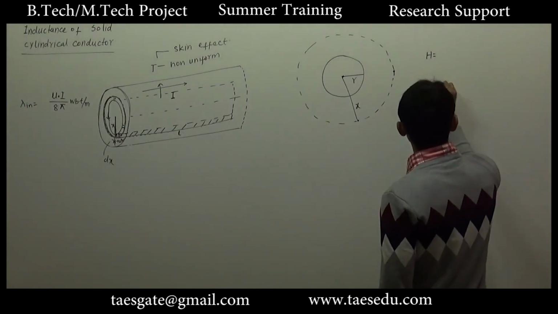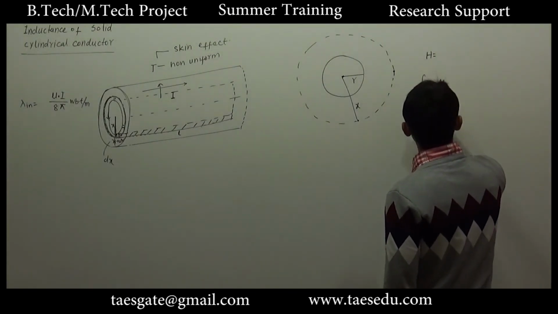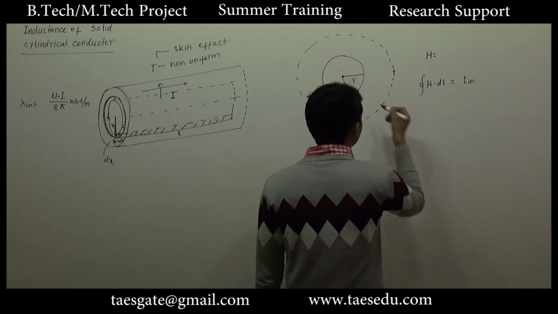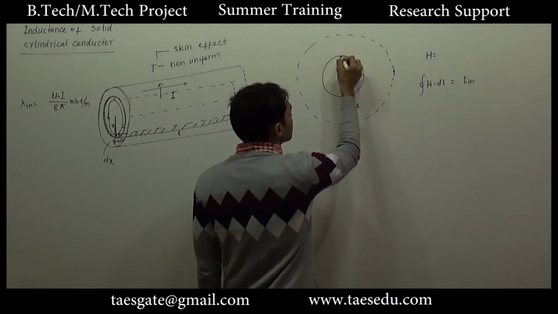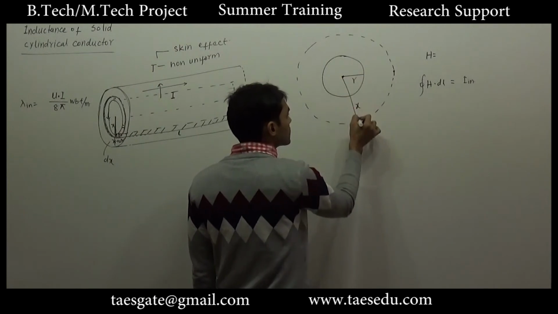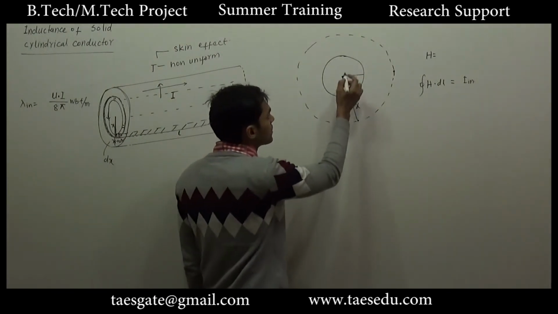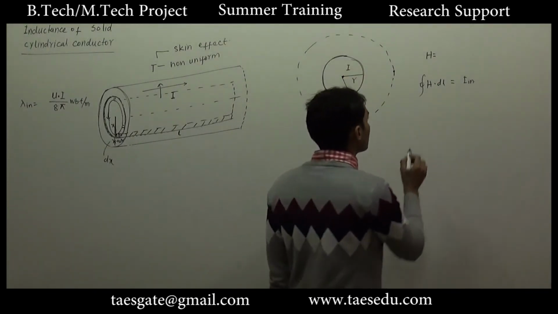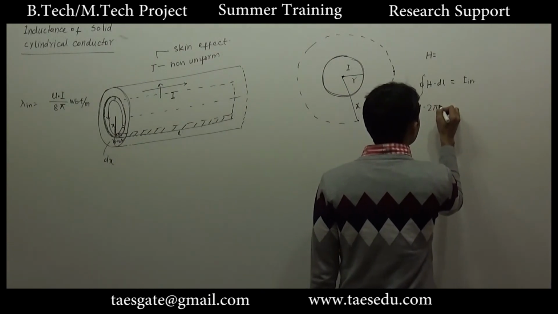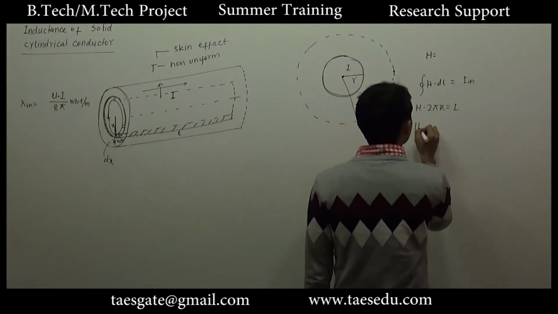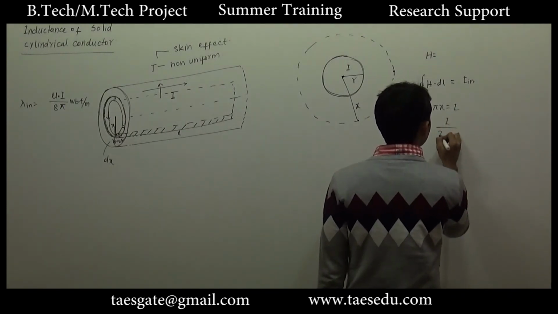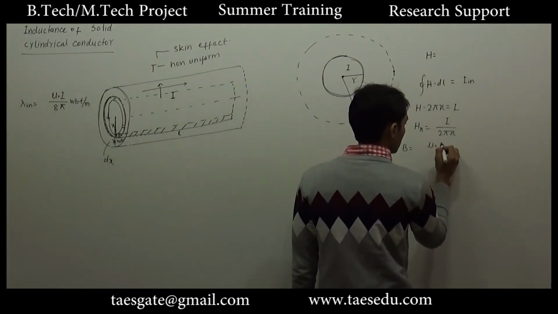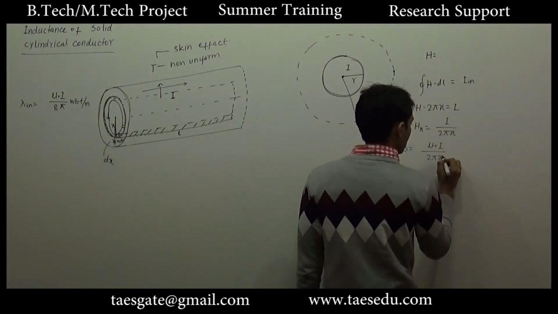For calculating H, again we will write the closed integration of H dot dl, which will be the current enclosed. If we are outside the conductor, it does not matter what the distance from the center is, as long as you are outside the conductor, the total current carried by the conductor will always be I. So here we will have H into 2 pi x equal to I. So H will be I divided by 2 pi x. So B will be mu naught I divided by 2 pi x.